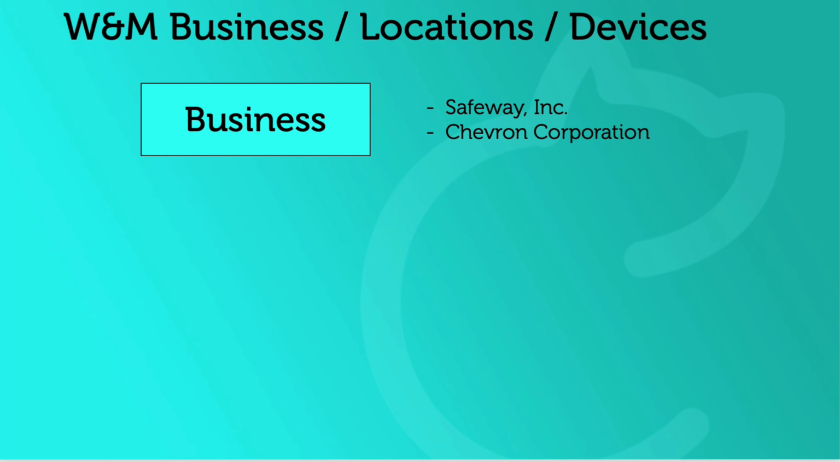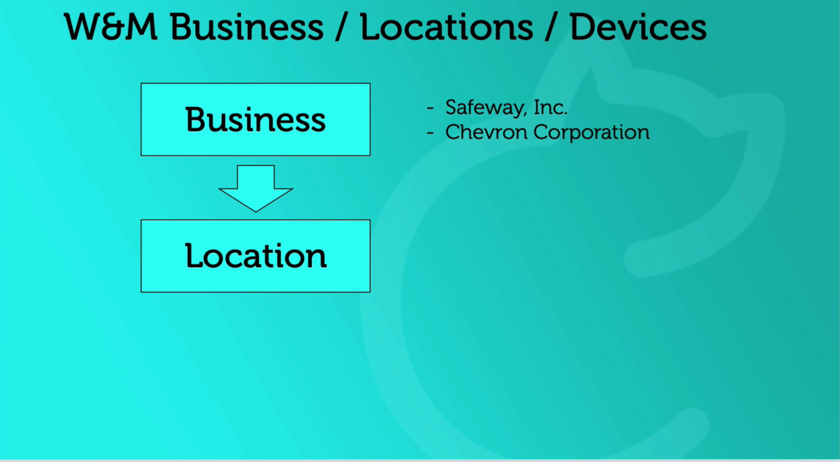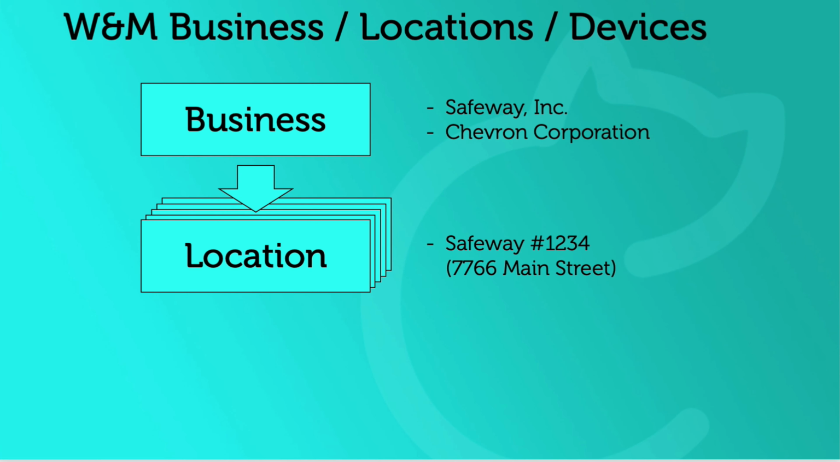And those businesses can contain locations, or they have locations, and those are the brick and mortar stores like Safeway number 1, 2, 3, 4, which happen to be on 7766 Main Street in some particular town. So the location is actually that store that is owned or operated by that business. And certainly a business can have multiple locations.